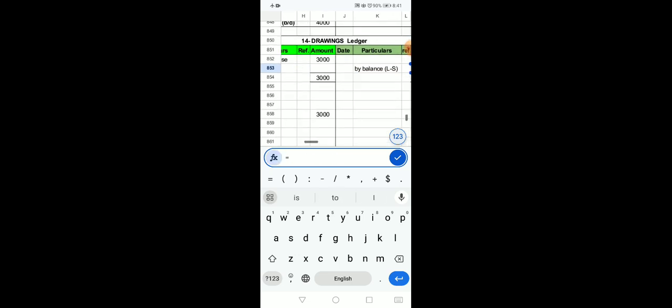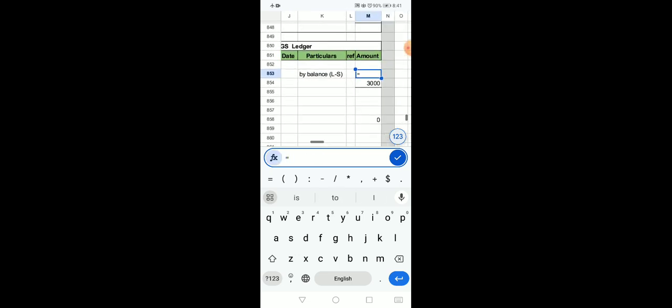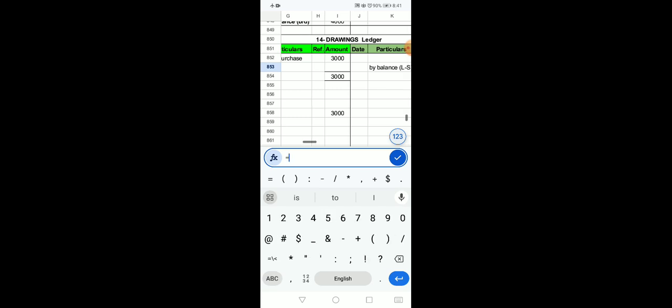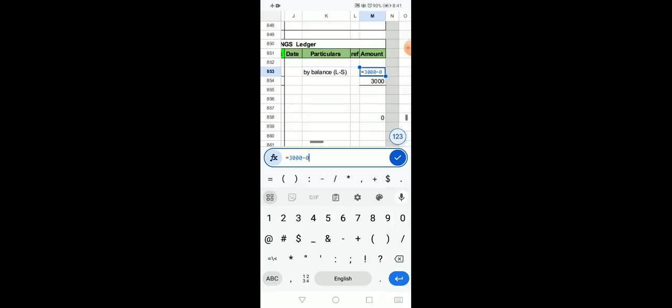What was the larger sum? Here the sum of the debit side was 3,000 and 0. The larger sum was 3,000. Write it down. And the smaller sum was 0. Put 0 over here. So the first step of calculating the balance you have completed.